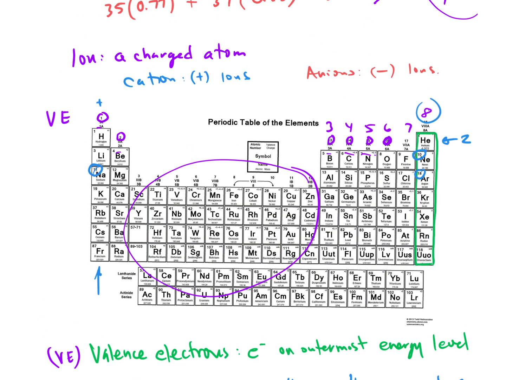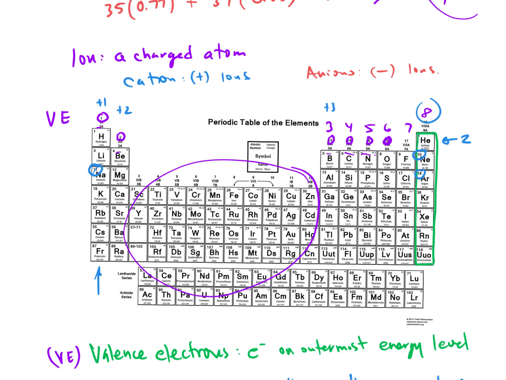So this is plus 1. Why plus 1? If it loses an electron, what's the charge of an electron? Negative. If it loses a negative, it becomes more positive. Do you get that? Group 2 is going to be positive 2. Group 3, 13, is going to be positive 3.